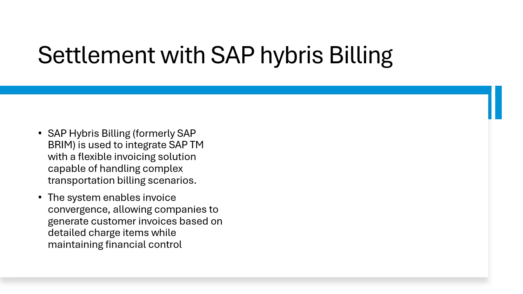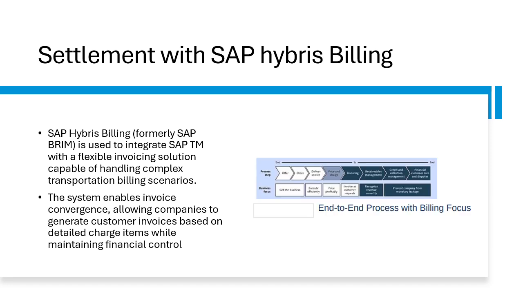Next is the settlement with SAP hybris billing. This offers an alternative to traditional SAP ERP billing, enabling more flexibility in handling large volumes of small transactions. It is useful for logistics companies which deal with complex billing structures and numerous service variations. This figure shows the end-to-end process, which focuses on billing integration with SAP Hybris, showing the flow from transportation order creation to billing and invoice generation.